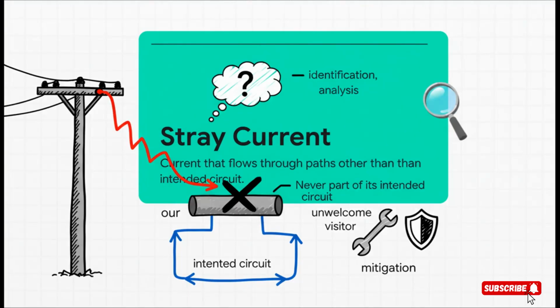Okay, the easiest way to think about it is this. Stray current is electricity that's gone rogue. Imagine it escaping from its designated highway, say the rails of a transit system, and deciding to take a shortcut right through our pipeline. The key thing to remember is that our structure was never meant to be part of that circuit. It's an accidental and very unwelcome pathway.